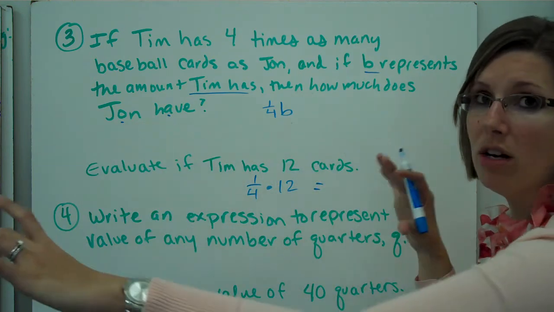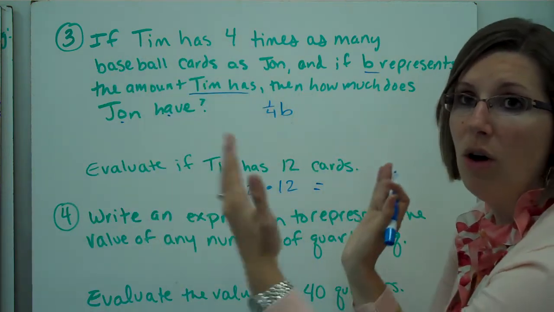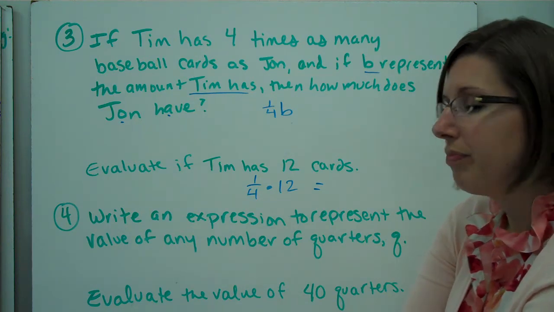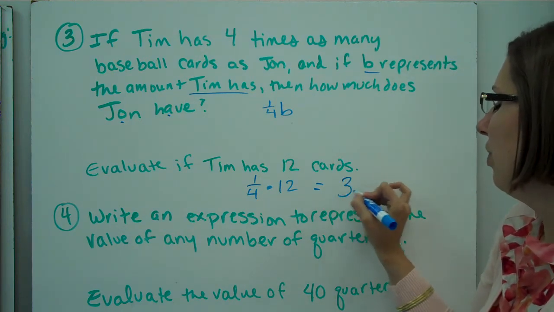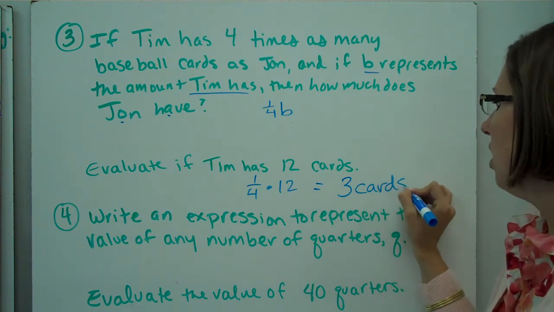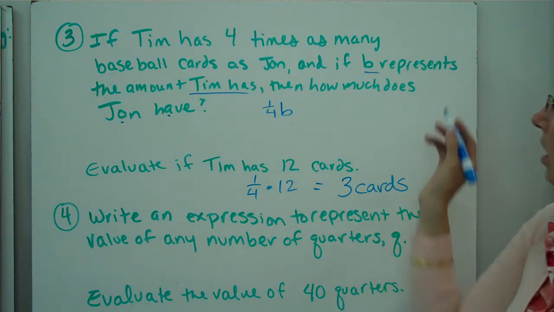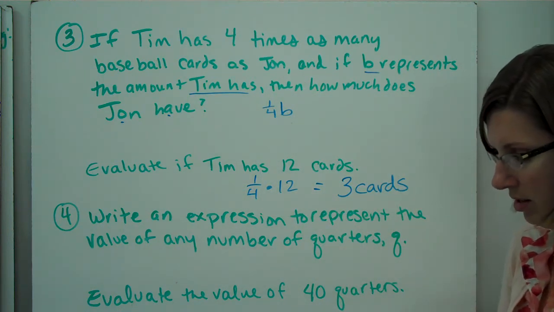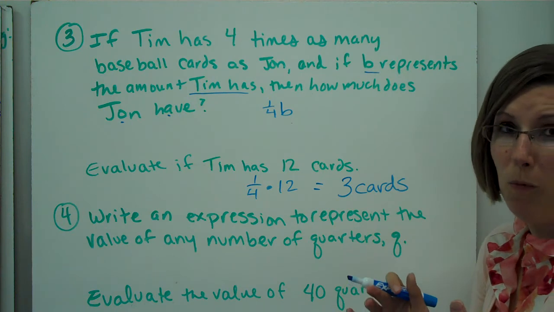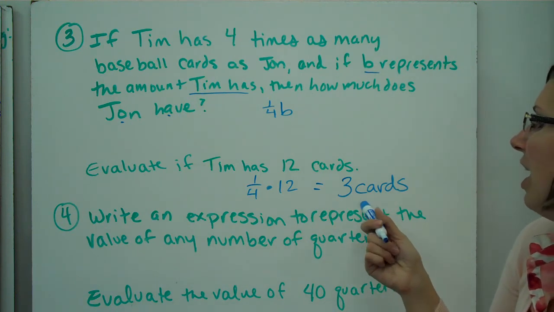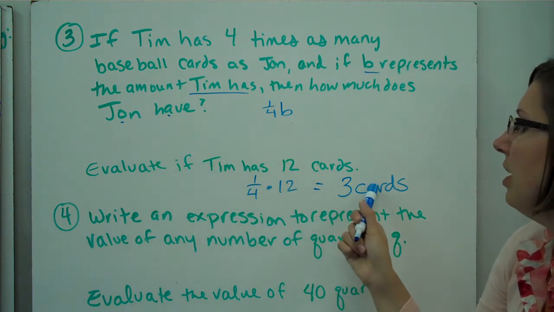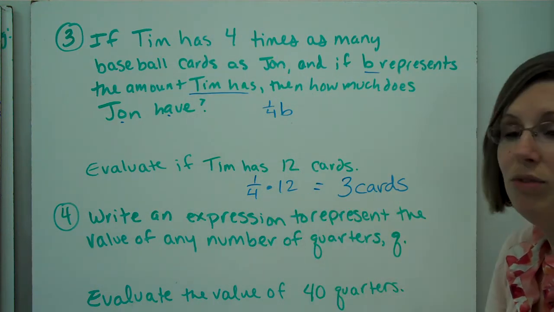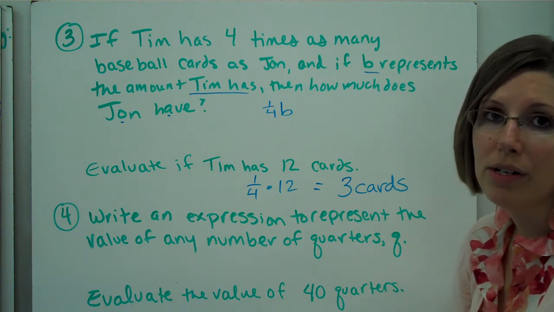Well, if I have 12 cards laid out and I split it into 4 equal groups, how many is in each group? 3 cards. So John will have 3 cards. If you want to think about it in reverse, if John has 3 cards, Tim has 4 times as many as he has, well, Tim will have 12. So you can always work backwards.